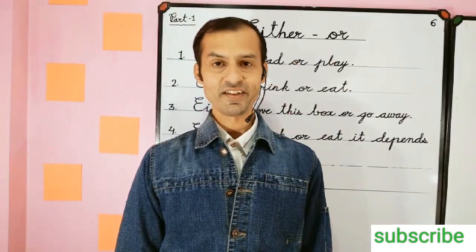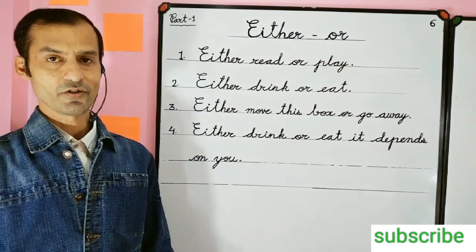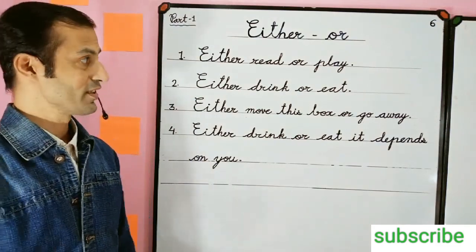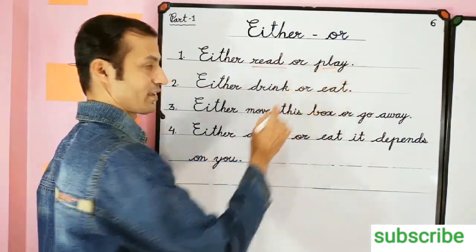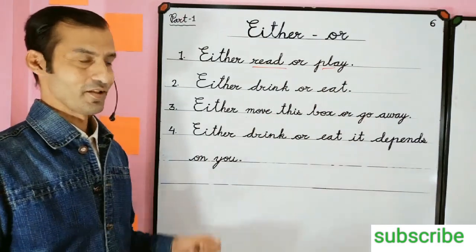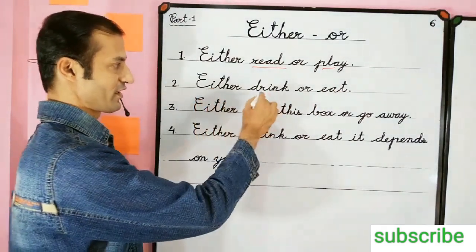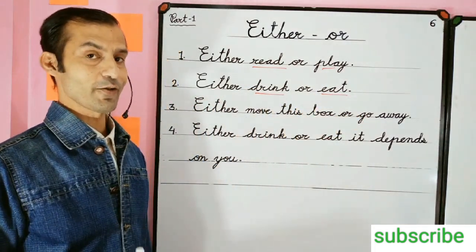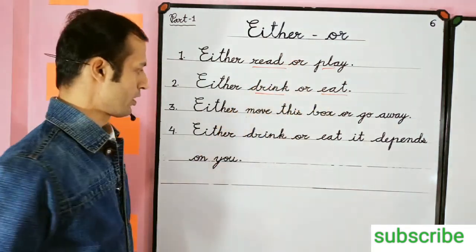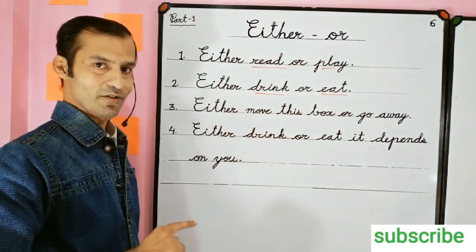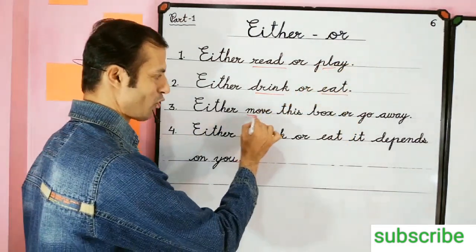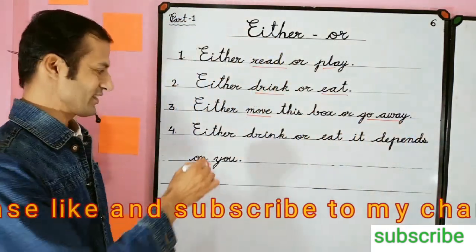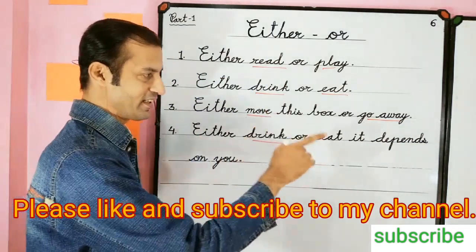And how we see either or, it shows one choice between two verbs. What kind of two verbs? Read and play. Either read or play. Have you seen the second sentence, either drink or eat. So this is your choice, you have to drink or you have to eat. And either move this box or go away. And the fourth sentence, either drink or eat. It depends on you.